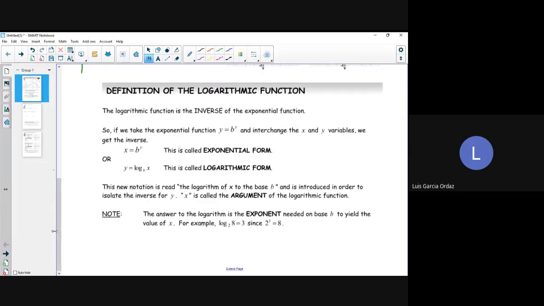So the definition of the logarithmic function is as follows. The log function is the inverse of an exponential function. So if we take the exponential function y is equal to b to the x and interchange the x and the y variables, we get the inverse. So x is equal to b to the y is called the exponential form, and y is equal to log base b of x is called the logarithmic form. So these things are the same, but written differently.